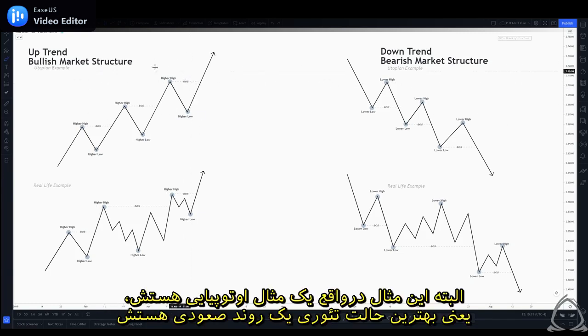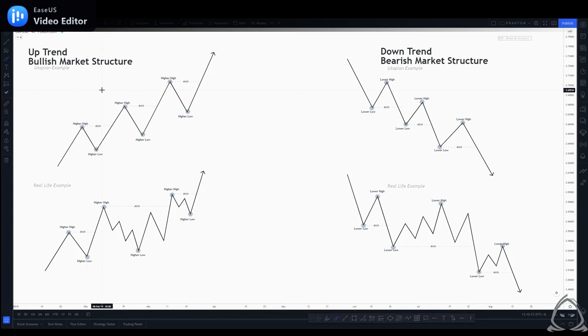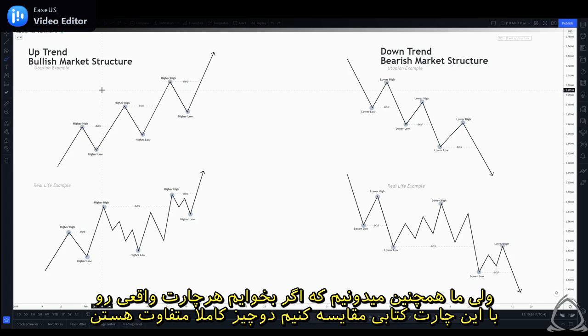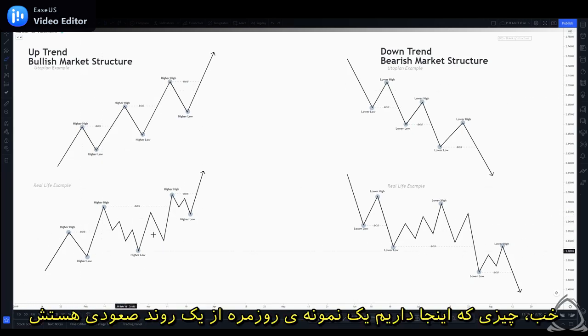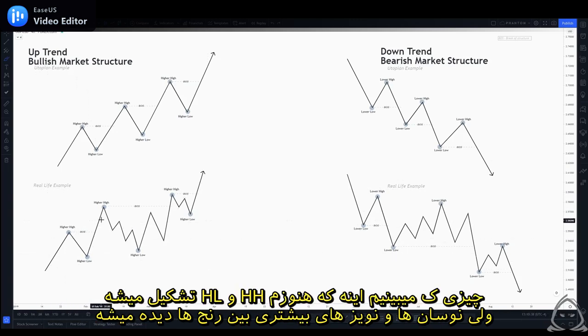Now, of course, this example is more of a utopian example. And what that means is this is the textbook picture perfect bull trend. But we also know that if we've looked at any price charts and tried to compare what we see in textbooks to what we see on the charts, those are two very different things. So what we have here is a more real life example of an uptrend. We're still making higher highs and higher lows, but there's a little bit more noise or fluctuation in between the two ranges.